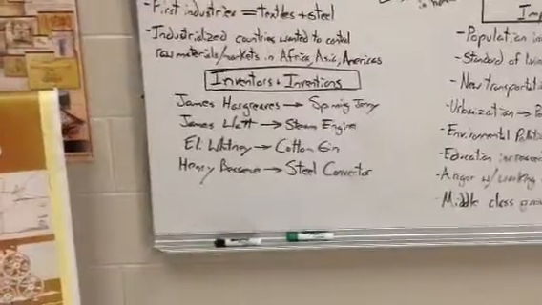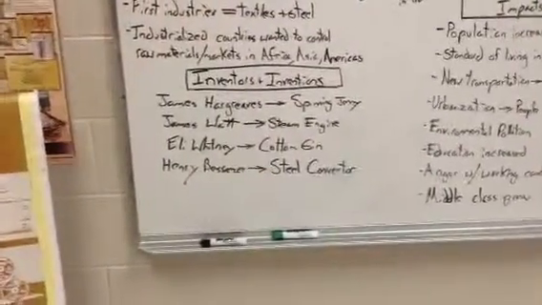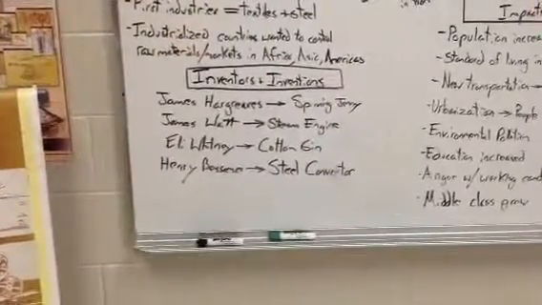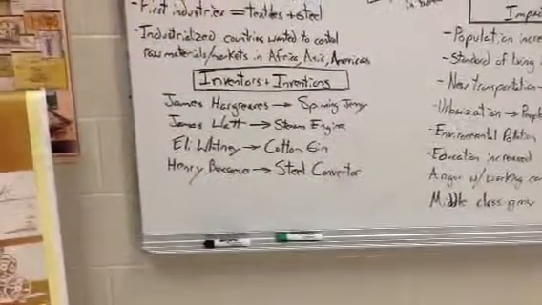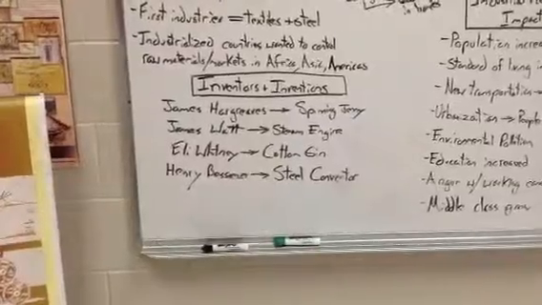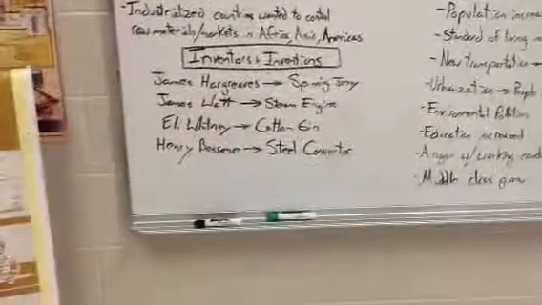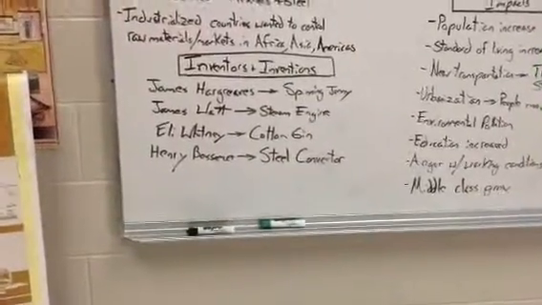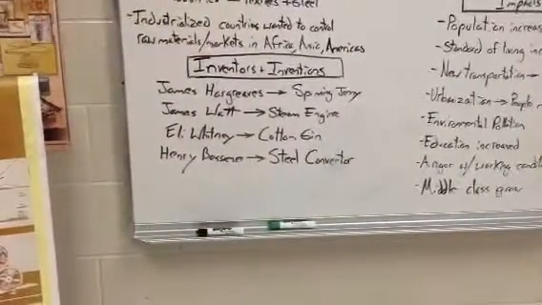Eli Whitney develops the cotton gin, which is used for cleaning cotton, very important with the textile industry. And for the steel producing industry, you have Henry Bessemer, who creates his steel converter. This is going to be a cheap method for taking iron and converting it into steel. Before that, they were using iron for everything. It was a lot cheaper than steel back then, but heavier and weaker than steel. So his invention is going to be crucial.